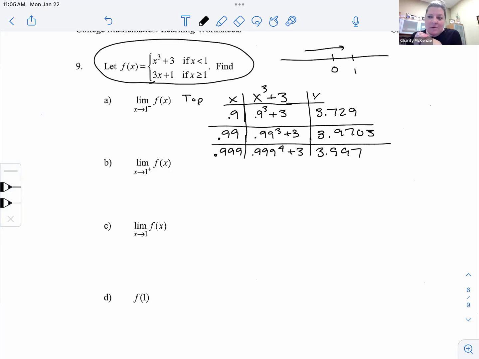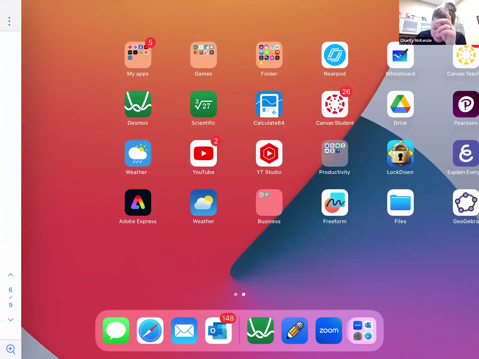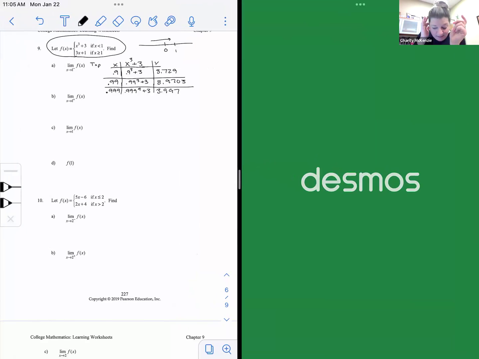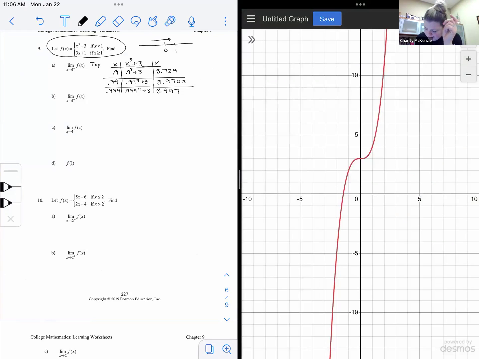What's another way that we can check that it's getting to 4? We can graph it. So I'm going to show that real fast. I'm going to use Desmos because it's so much easier on the iPad just to open Desmos. So we need x to the third plus 3. I'll move that over so we can kind of look at it.